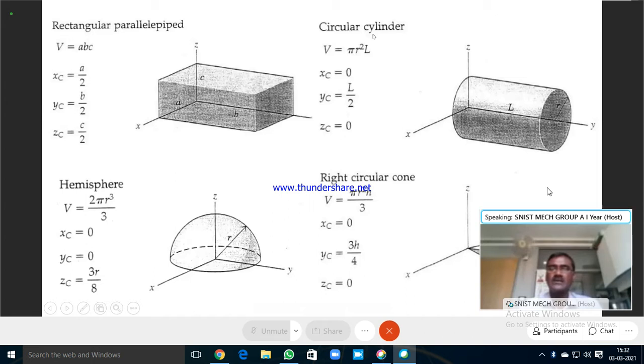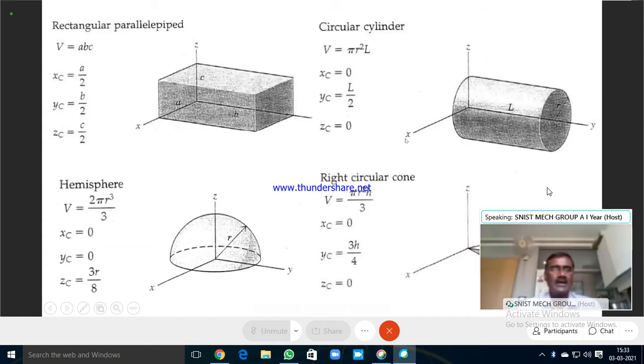cylinder, the circular cylinder. Volume is pi r square L, where L is the length of the cylinder. It is symmetric about the y-axis, so you have the y coordinate as L by 2. The other two coordinates are 0, right? Your cylinder is oriented symmetric about the y-axis, so obviously the z and x coordinates will be 0. X is 0 and z is 0, and yc will be half of L.